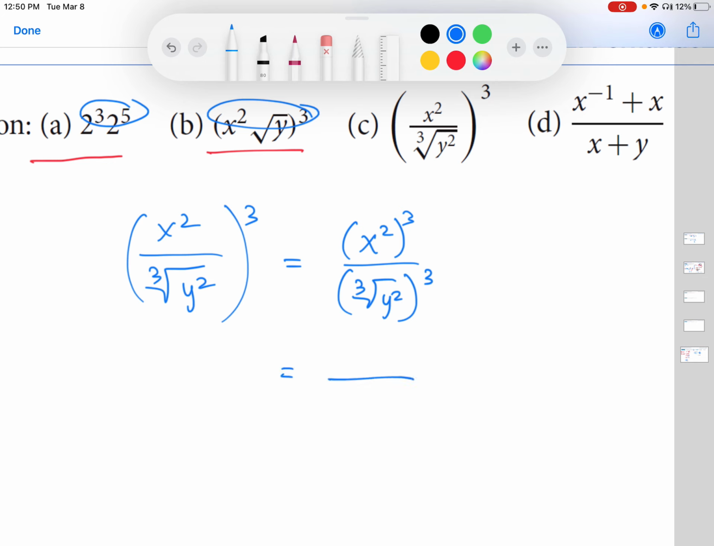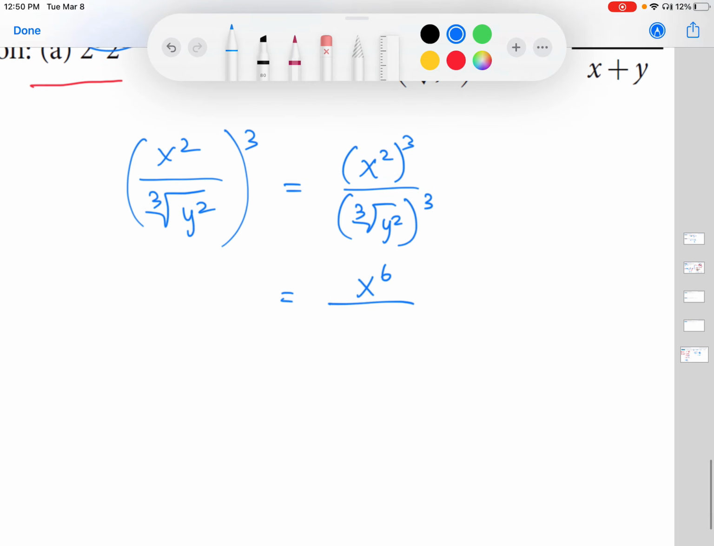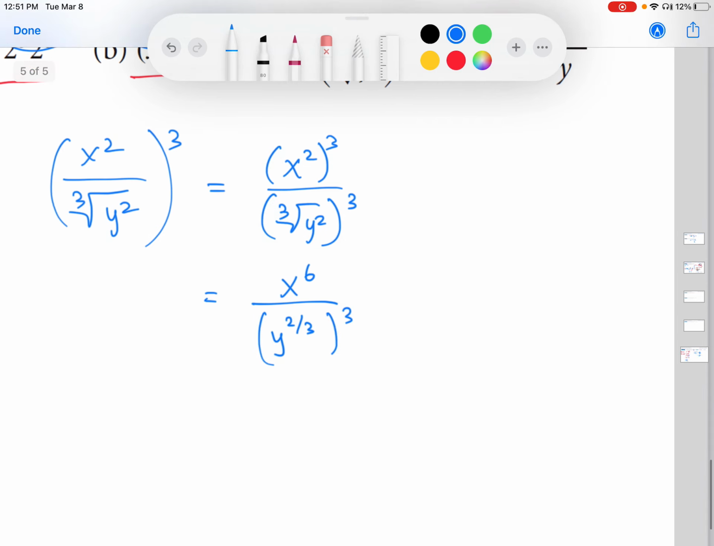X squared cubed, like we talked about before, that is multiply the 2 and 3, we get x to the 6. In terms of the denominator, like we did before, it pays to write this radical in fractional form as y to the 2/3. The index here is 3, that becomes the new denominator. Now we have that rewritten, but we're still cubing it. So we're going to keep our x to the 6, and then downstairs we have y to the 2/3 raised to the 3rd.